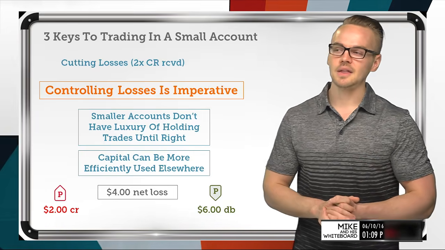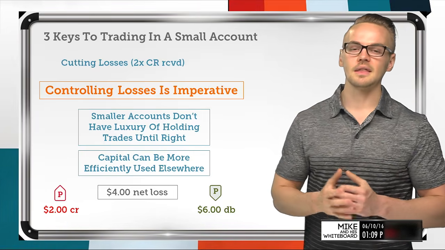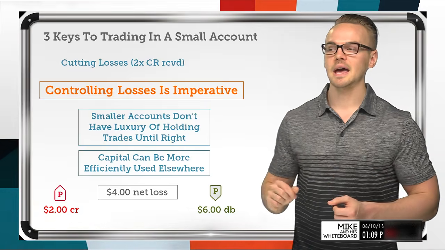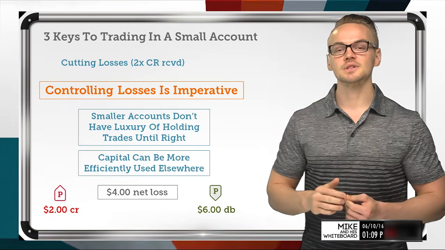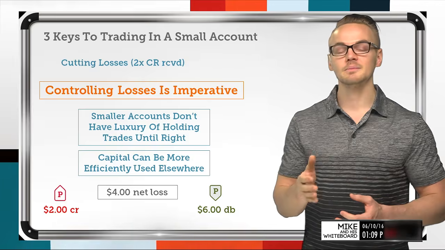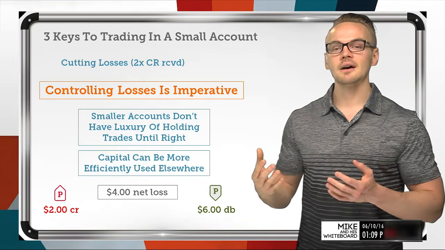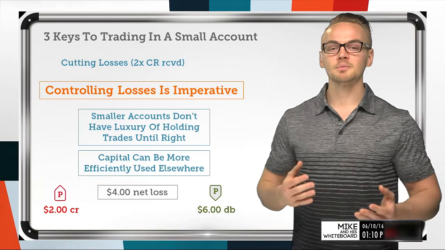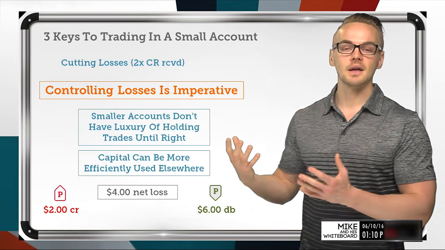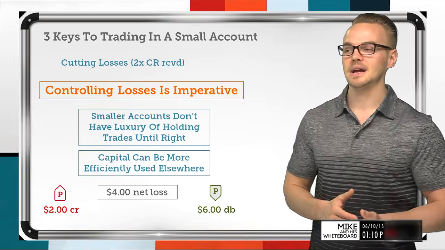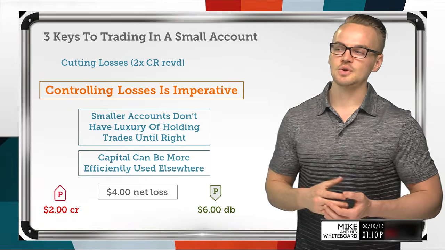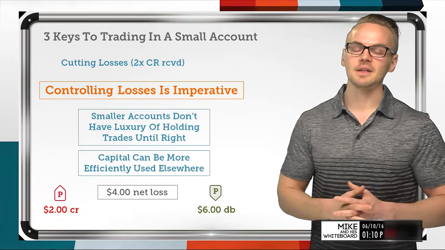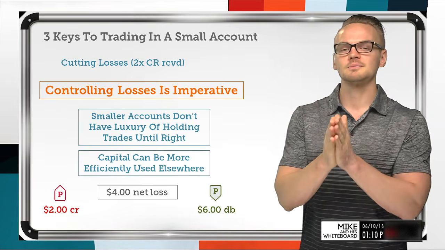So when I think about that trade, if I were to have cut that loss and managed that position at 2x my credit received, which is what we've shown to be optimal based on our research, I would have saved myself probably around $1,200 or $1,300, which would put me up even further in terms of profit than I am right now. So when we're looking at cutting losses and controlling them, I think it's super imperative for smaller accounts.